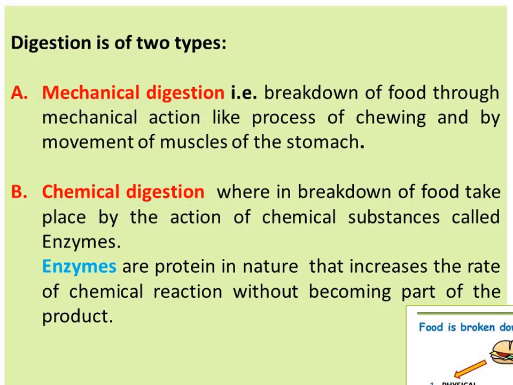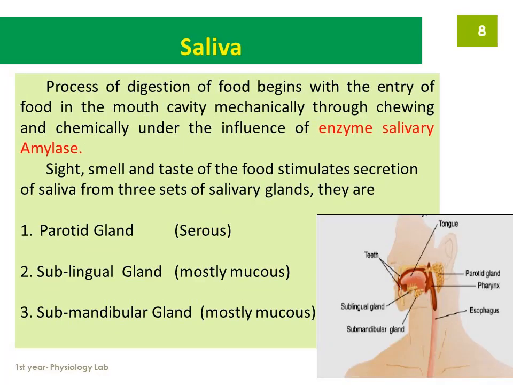Enzymes are protein in nature and increase the rate of the chemical process of digestion. Digestion begins with the entry of food in the mouth cavity, mechanically through chewing and chemically under the influence of the enzyme salivary amylase. Sight, smell, and taste of the food stimulate secretion of saliva from three sets of salivary glands.